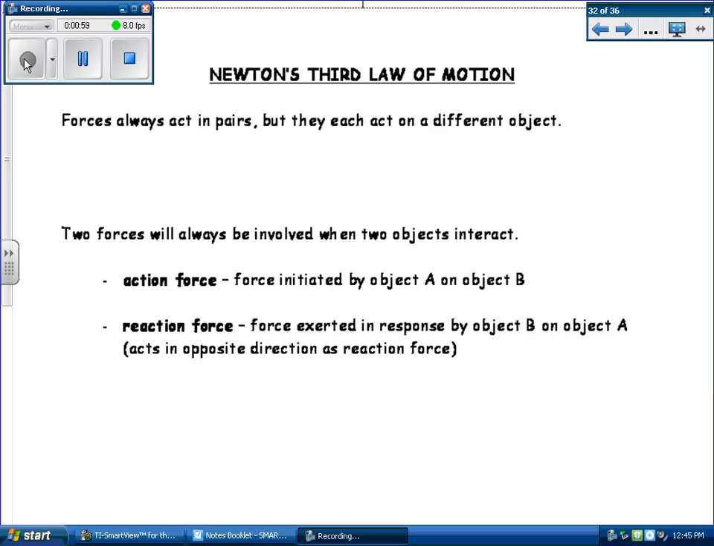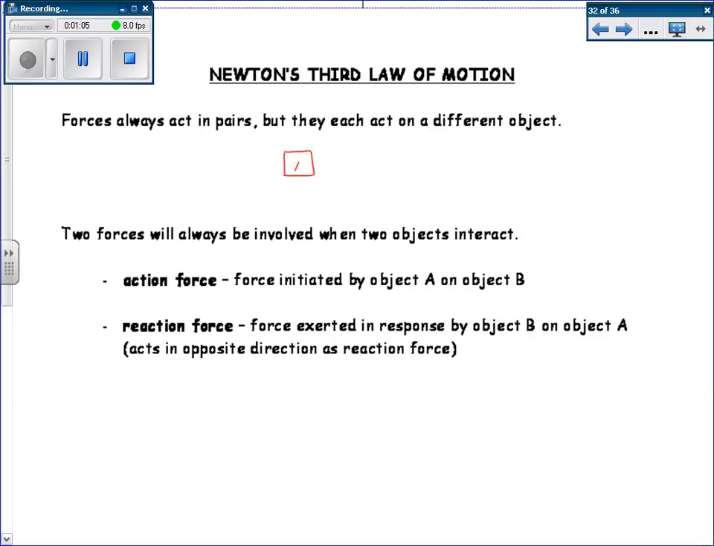There's an action force. If you have object A, let's say object A is just a box. Actually, let's change that. Let's make object A a hand. It's facing the wrong way. And it's going to push on a box that's B.